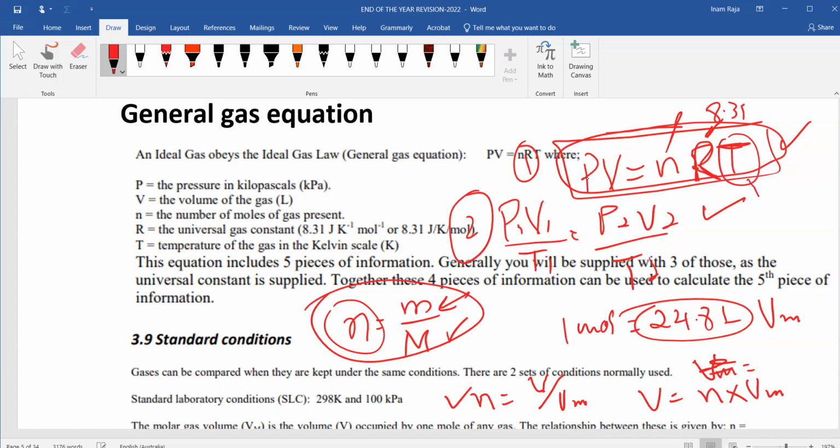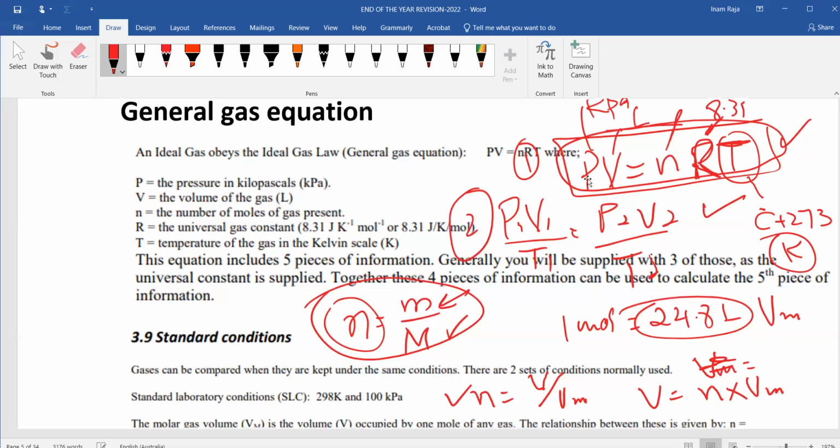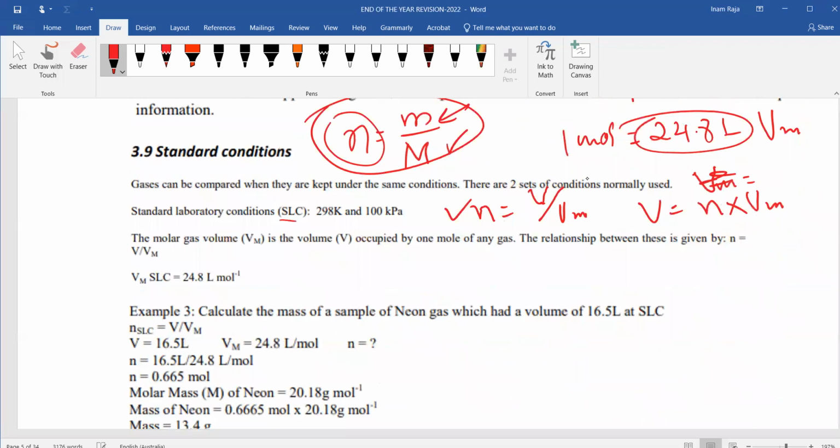And T is always in Kelvin. Kelvin is whatever degree Celsius is given to you plus 273, it will change it to K. Use K in this formula. Pressure is in kilopascal and volume is in liter. All right, you need to make sure that you know all this stuff. All right. So SLC is standard lab condition, which is 298 Kelvin temperature and 100 kilopascal. All right. And Vm, which is the volume of 1 mole of a gas at SLC, is 24.8 liter per mole.